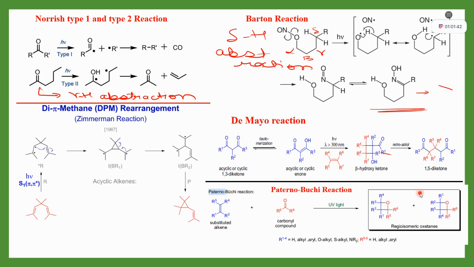Last is your Paterno-Büchi reaction. So this reaction is nothing but your 2+2 cycloaddition reaction between your olefin and ketone, which under photochemical condition leads to formation of this four-membered ring, or oxetane. Okay. Regiochemistry you can see in the same way as we have learned for di-pi-methane rearrangement. Combine those radicals first which are less stable, and at last combine those radicals which are more stable. Okay.